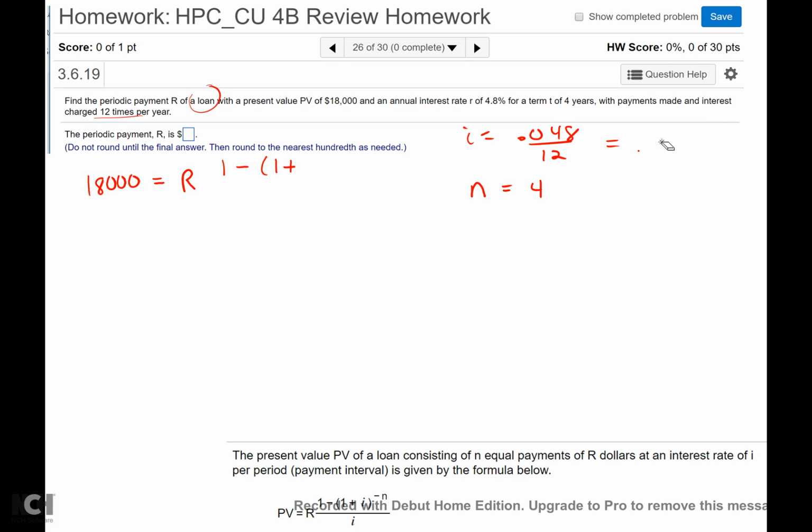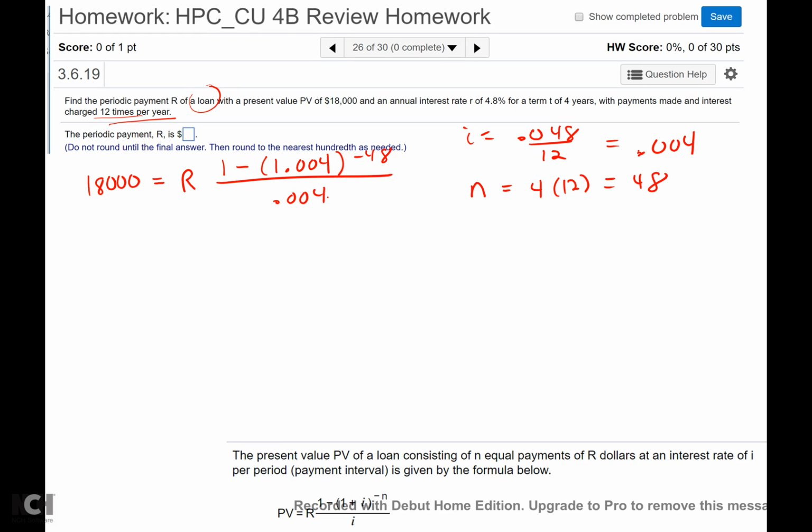Divided by 12, sorry, 12 times a year. 0.048 divided by 12 is 0.004. 4 times 12 is 48. So I have 1 plus 0.004, which is 1.004, to the negative 48, all over 0.004. So I have 1.004 caret negative 48, enter.